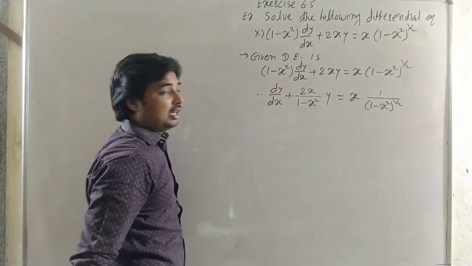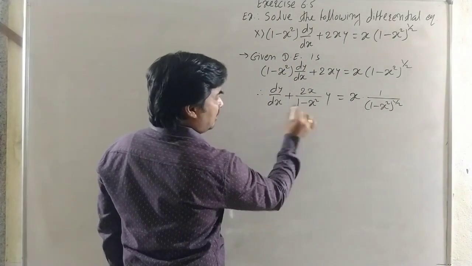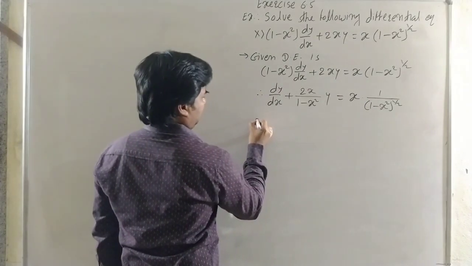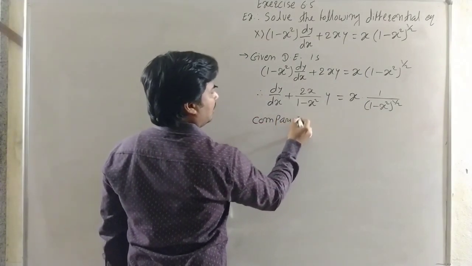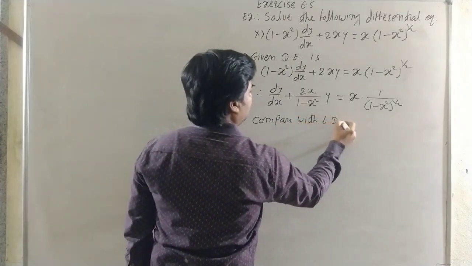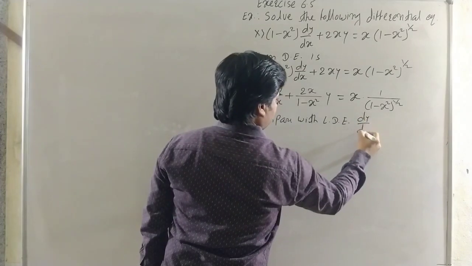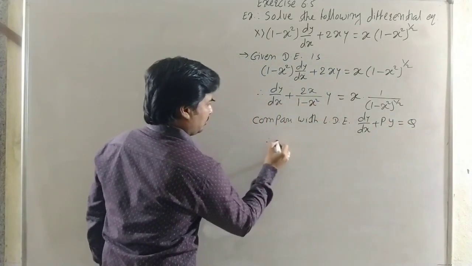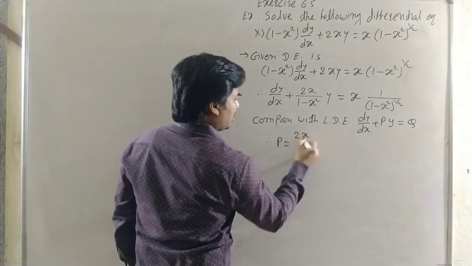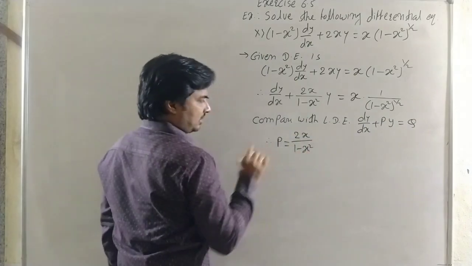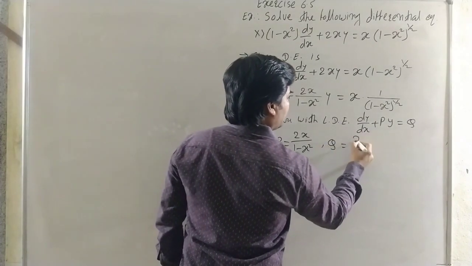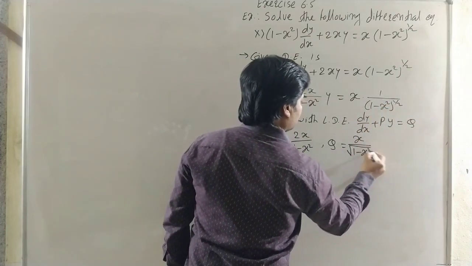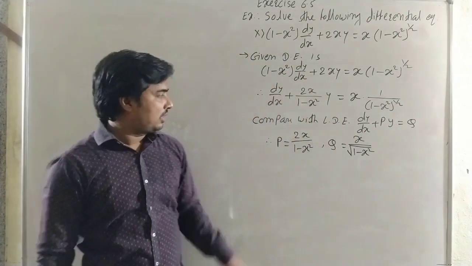Okay. That means we can also write it under root. Therefore it is a linear differential equation in y, with P and Q. Compare with the linear differential equation dy/dx plus Py is equal to Q. Therefore see carefully, P is equal to 2x upon 1 minus x square, and Q is equal to x upon (1 minus x square) to the power 1 by 2, or we can write x upon under root 1 minus x square. Now it is P and Q.